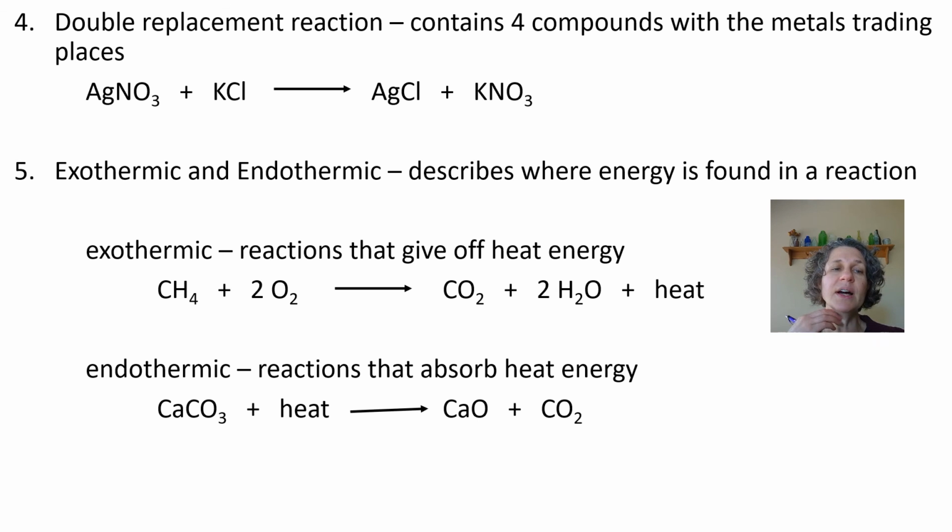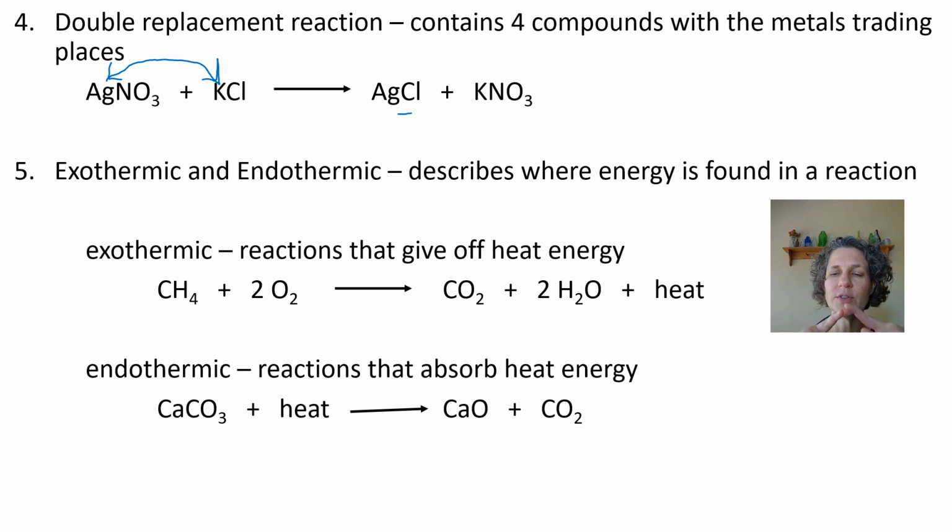Okay, then last 2, double replacement. You've got 4 compounds, 2 reactants and 2 products, and the metals, as typically how I look at it, the metals trade places. So I started with AgNO3, and then over here I have AgCl. That's because the Ag and the K traded places. So they flipped. And so I end up with the K going with the NO3, the Ag with the Cl. So 4 total compounds, but just with a rearrangement or with a switch in the products.